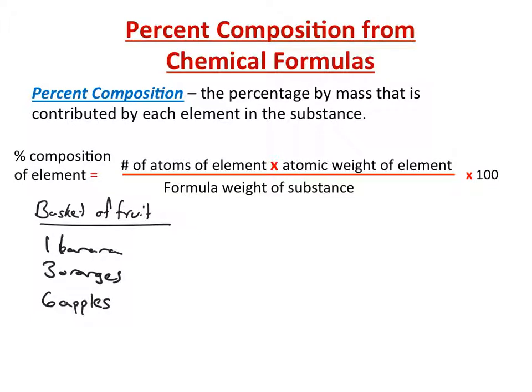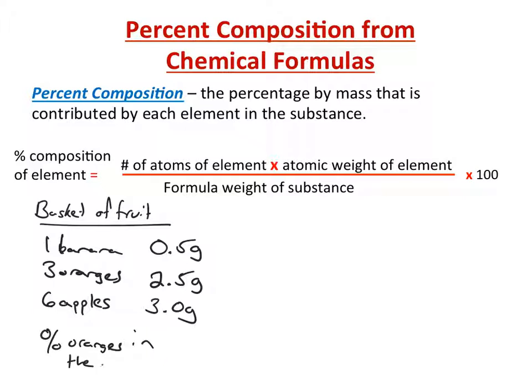And let's say that each banana is 0.5 grams. We can say each orange is 2.5 grams, and we could say each apple is 3.0 grams. And if I asked you what the percent of oranges in the basket by mass were, we could calculate that, right? And in that case, we would say, okay, well, how many oranges do we have? Well, we have 3 oranges. How much does each orange weigh? Well, it's 2.5 grams. And then we could ask ourselves, well, what is the total weight of the basket?